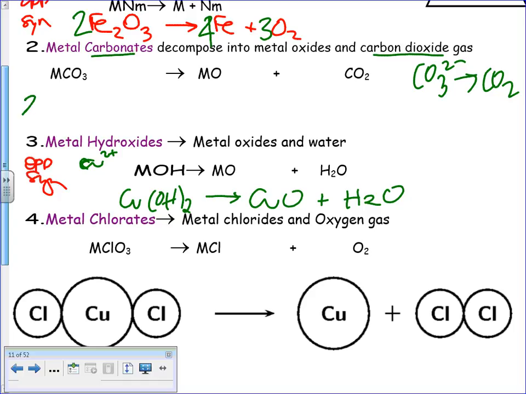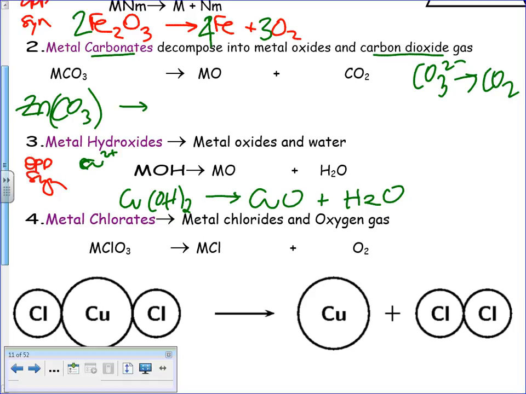Zinc carbonate. Ooh, that's a good one. What's zinc's charge? 2. How do you remember that? Memory. That's how that works, right? The Z looks like a 2. That's how I told you to remember it. So zinc carbonate, what's carbonate's charge? 2. So 2, 2 goes down to 1, 1. So ZnCO3. And I'll put a parentheses there just to make sure you recognize that's carbonate.